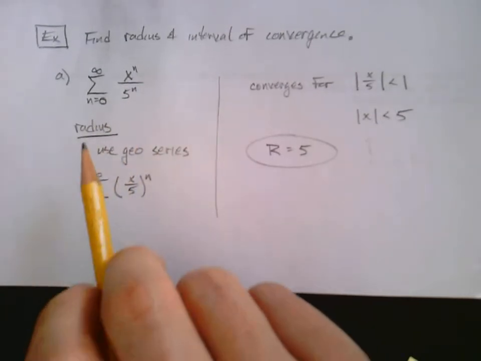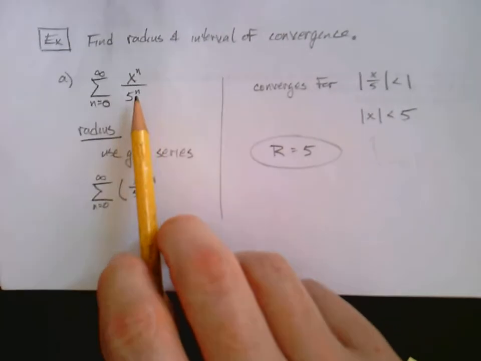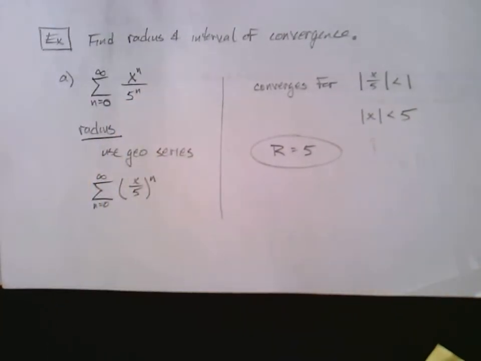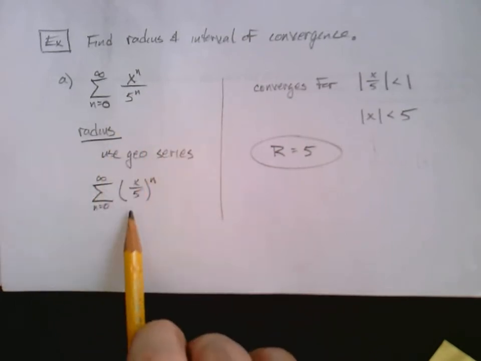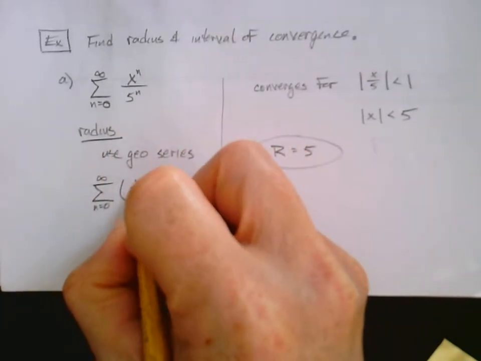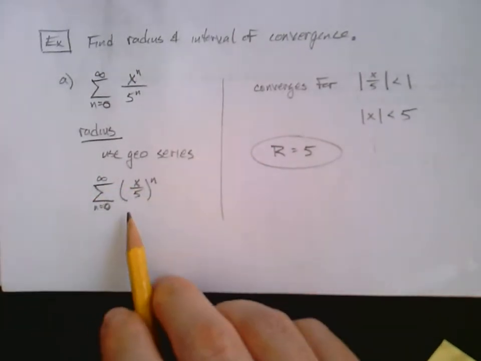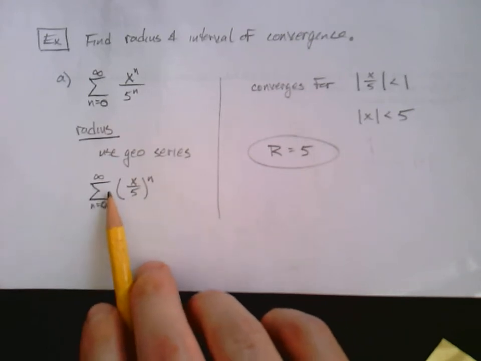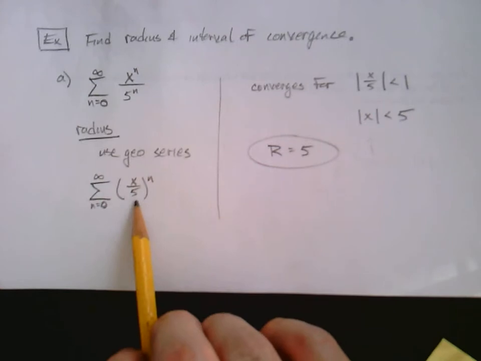Okay, so let's tackle this radius of convergence. How are we going to do that? Here's what we're going to do. We notice that the series looks like a geometric series. If I rewrite this as x over 5 all raised to the n, then isn't that a geometric series where x over 5 is my r and my a is 1? Okay, how was that helpful?